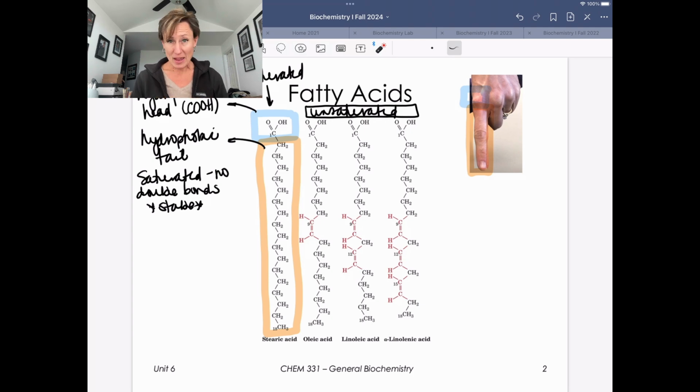Saturated fats are not bad for you. Cholesterol is not bad for you, okay? What happens is sometimes the space that they live in can make them have unintended consequences. And we'll get to those details as we talk about all of those pieces a little bit later on. All right, so those are saturated fats.